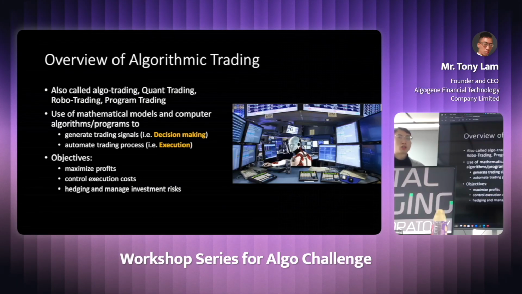So algo trading does not only focus on making profits. It also has three other objectives. It can be used to control the execution cost, and it can also be used for hedging, to manage your investment risk.